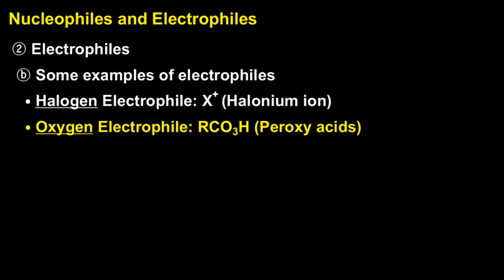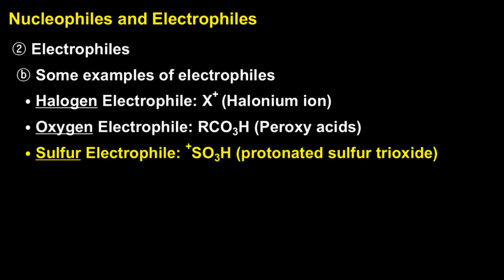Now, what about oxygen? It's not always a nucleophile. In some cases, oxygen can act as an electrophile too, especially in peroxy acids like CH3CO3H. Peroxy acids are often used in epoxidation reactions, where an oxygen atom is transferred to an alkene, forming an epoxide. And sulfur? Same idea. In its protonated form, sulfur becomes electrophilic as well. A good example is protonated sulfur trioxide, SO3H+, which shows up in sulfonation reactions.